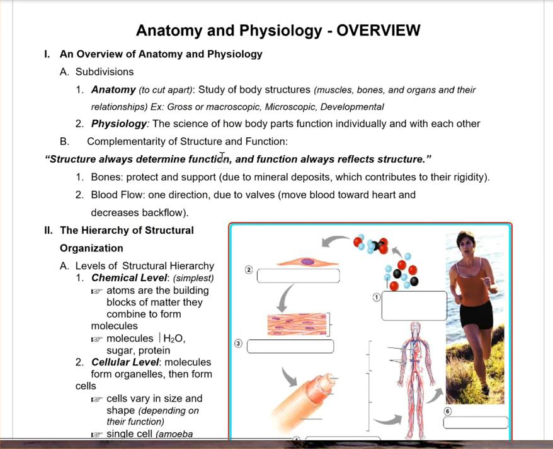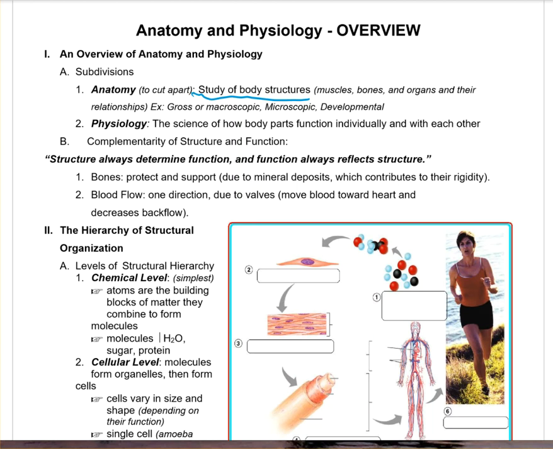We're studying human anatomy and physiology, and as a result we need to define those terms. The first term, anatomy, literally meaning cutting something apart, is the study of body structures. This can be at the small level or at the large level. We can look at the anatomy of cells or tissues, or we can look at the anatomy of organs.